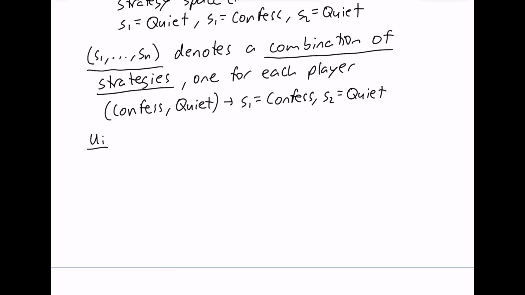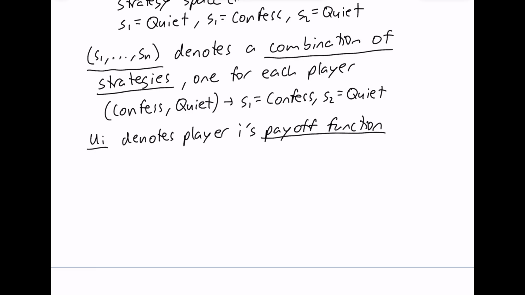Ui denotes player i's payoff function. Now we use the term function here because the payoff depends on the combination of strategies chosen by the players. In our example of the prisoner's dilemma, we have a payoff function for player 1, which we write U1, and we have a payoff function for player 2, which we write U2.